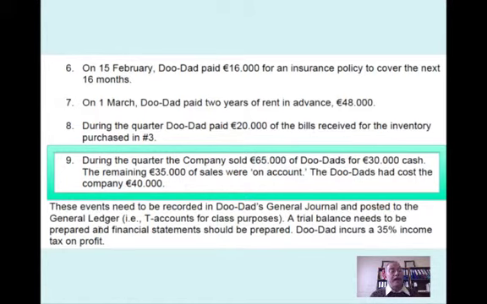Finally, in number 9, during the quarter, the company sold $65,000 of doodads for $30,000 cash. The remaining $35,000 of sales were, quote, on account. The doodads had cost the company $40,000. So let's do this in 2 parts. Part A is going to be recording the revenue, and Part B is going to record the expense. Let's do A, or Part 1.